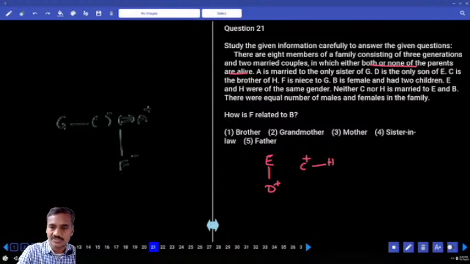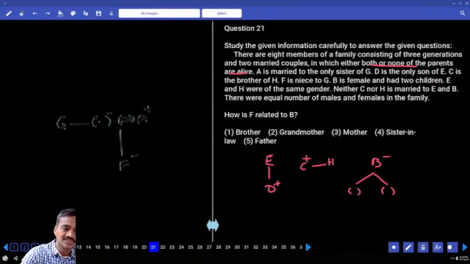B is a female and has 2 children. Maybe B is the wife of A or belongs to another gender, because there are 3 different generations. B is a female. E and H are of the same gender.